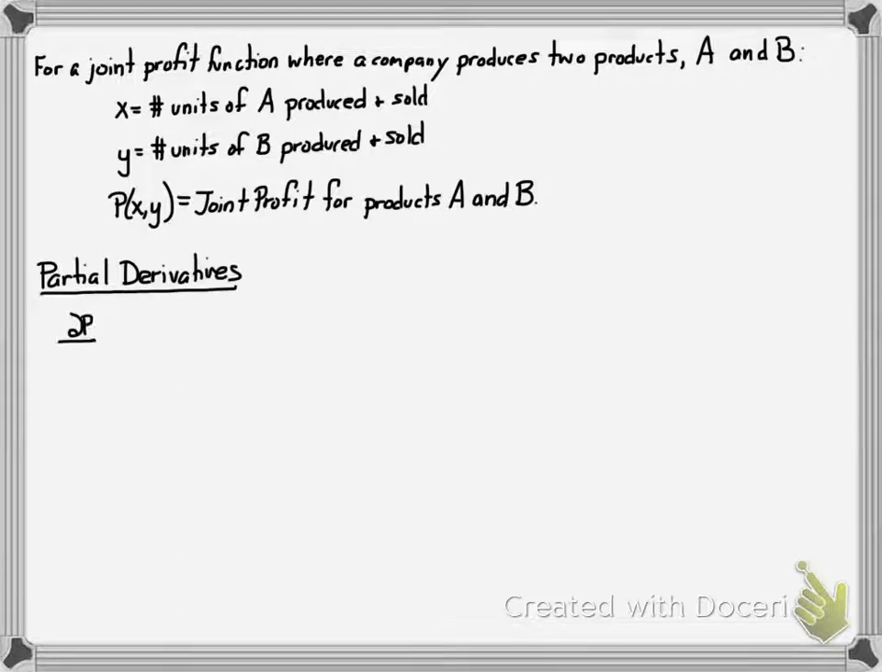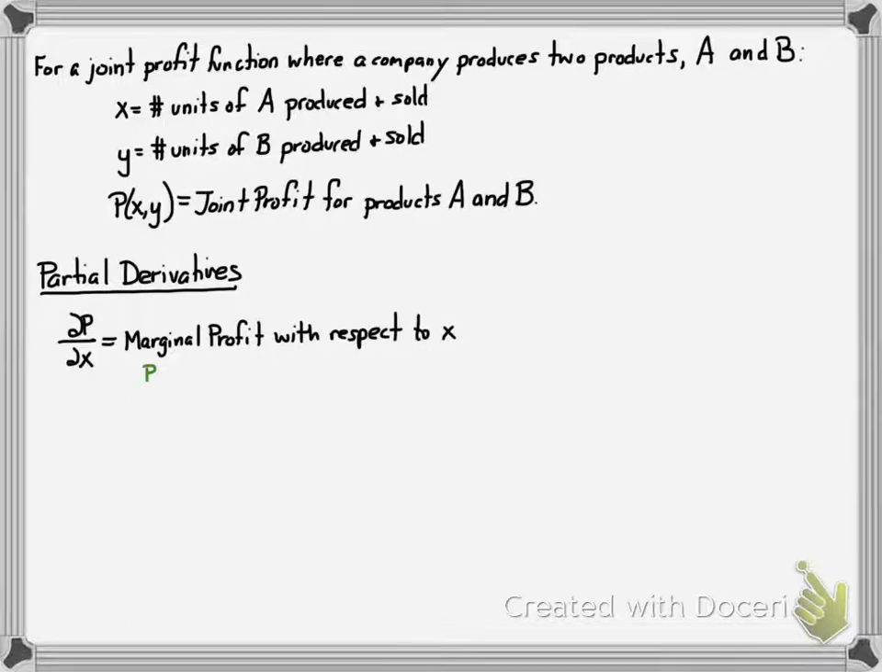And once we have a function of two variables, then we have two partial derivatives. The partial derivative of p with respect to x, and the partial derivative of p with respect to y. So dp over dx, the partial derivative of p with respect to x, we call that the marginal profit with respect to x.